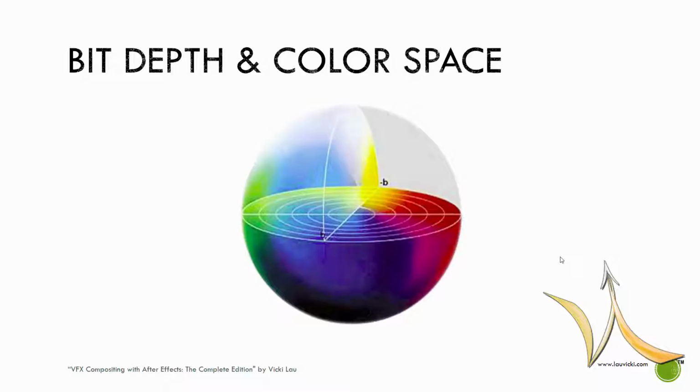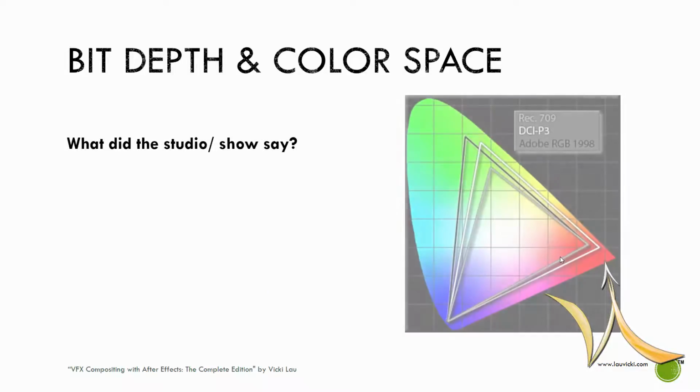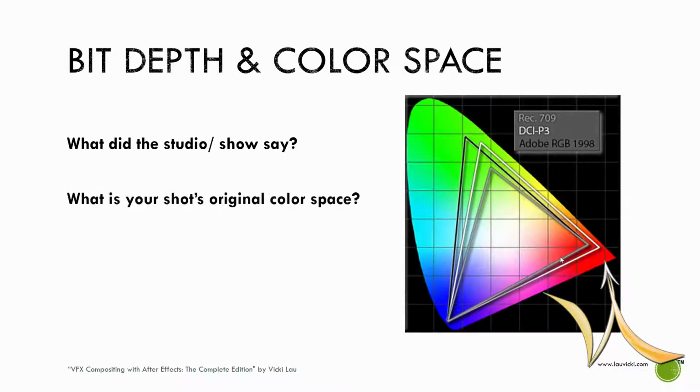There are, after all, many theories out there about which color space to use, but what you really need to know as a compositor is simple. What did the studio say? What is your shot's original color space? What is the director's choice of color space? And that is really all you need to know for now at this stage. Now let's try to put those two theories into practice.